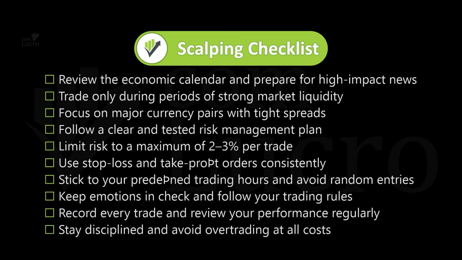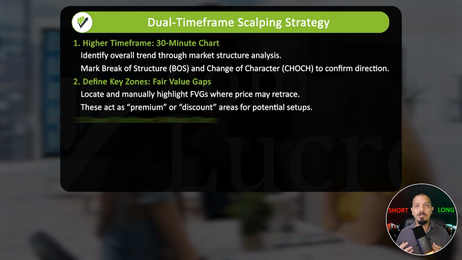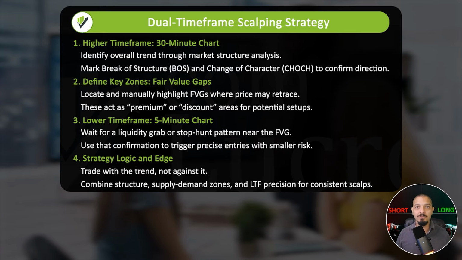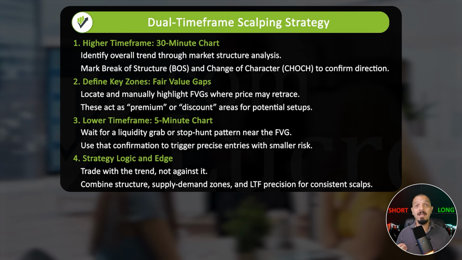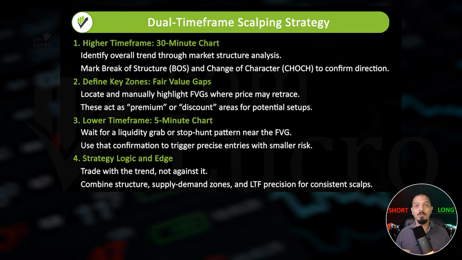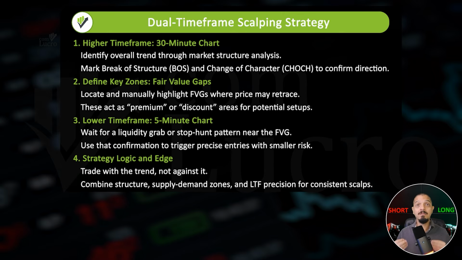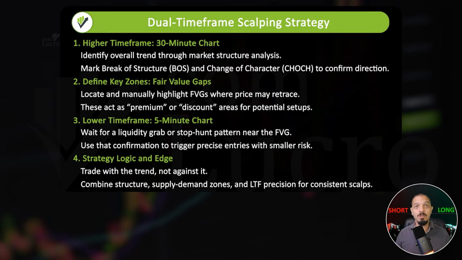So here's a quick checklist every scalper should review before analyzing the market and placing trades. Now let's move on to the first scalping strategy. In this setup, we use two time frames, the 30-minute and the 5-minute charts. On the higher time frame, we analyze the market structure to identify the overall direction. We look for breaks of structure, BOS, and changes of character, CHOCH, to confirm the trend. Then, we manually mark the fair value gaps, the zones that highlight the best areas to look for potential trades.